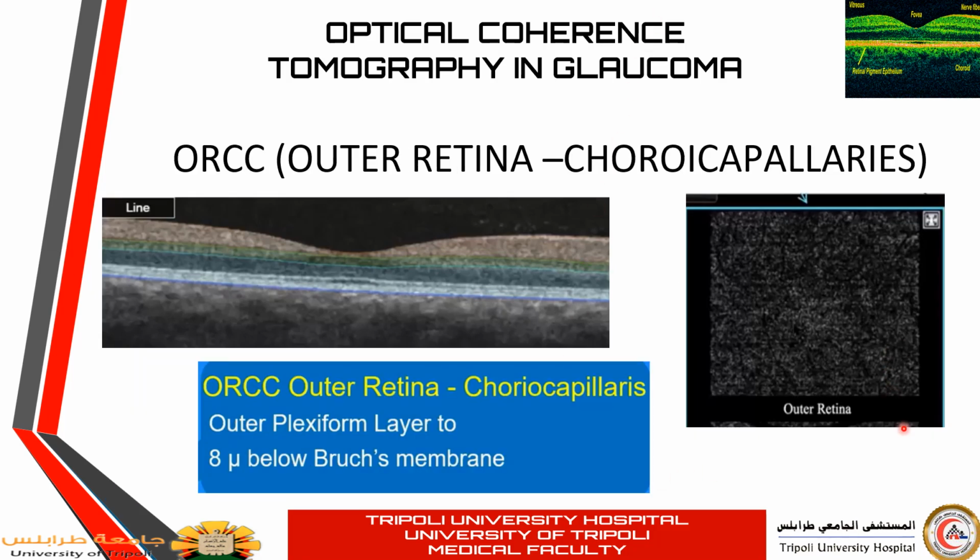The fifth image is the ORCC image, the outer retina to choriocapillaris, which extends practically from the outer plexiform layer up to 8 microns below Bruch's membrane. In this layer, normally there is no blood vessel, which appears here in black color, just below the blue area. There are no blood vessels in this area. What you are seeing here, the white dots, is the depigmentation from the retinal pigment epithelium. That's where you see the flow within the choriocapillaris.